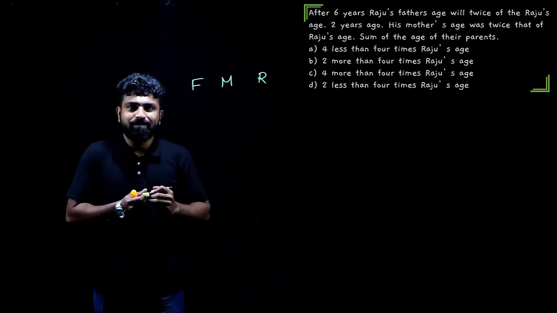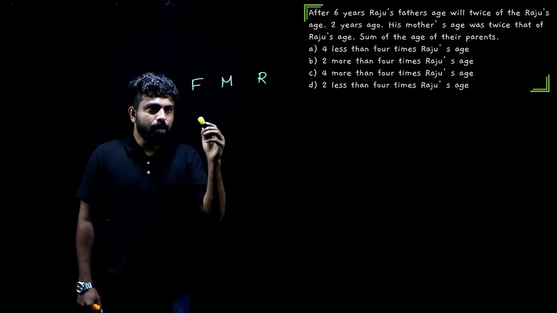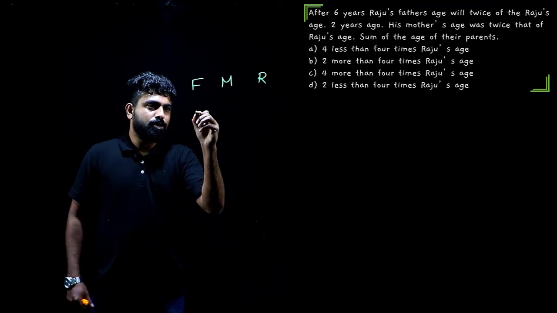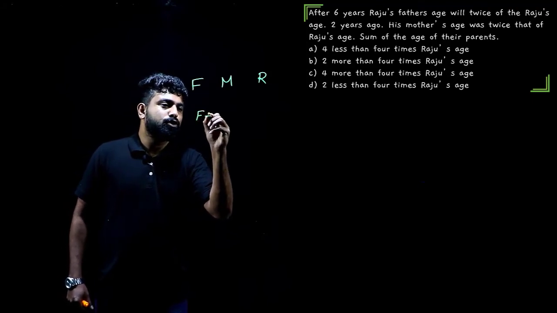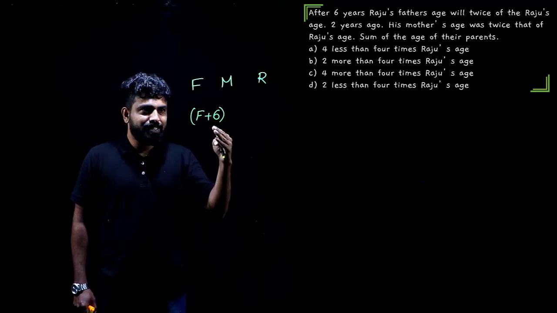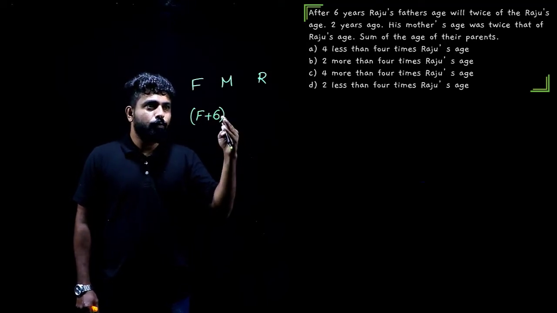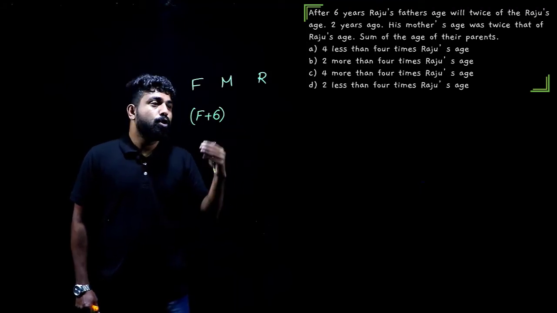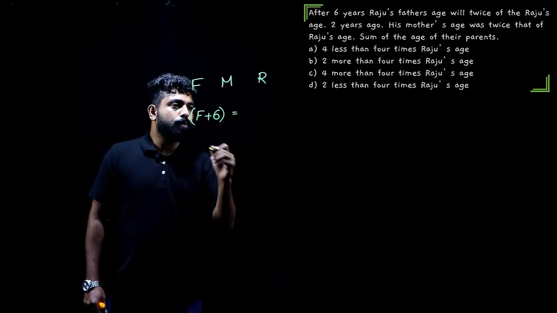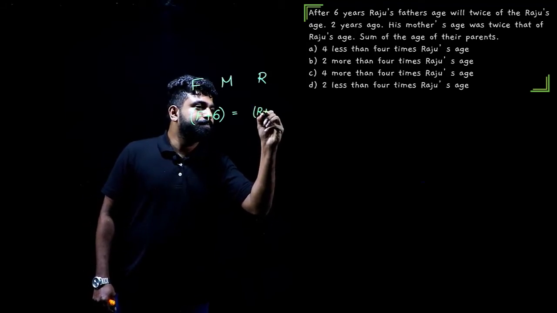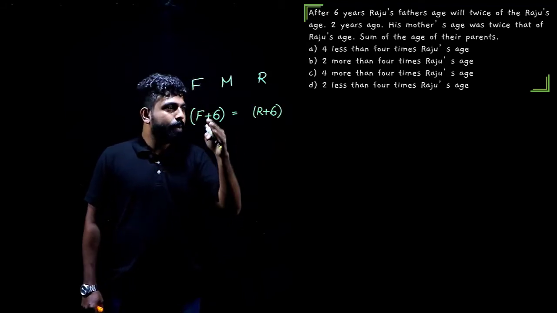So now, what have they given in our question? After 6 years, Raju's father will be F plus 6. After 6 years, Raju's father's age will be twice that of Raju's age at that time. Raju's age at that time will also be R plus 6. Why am I doing this?